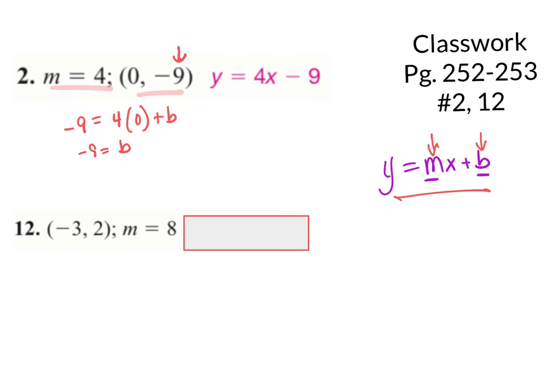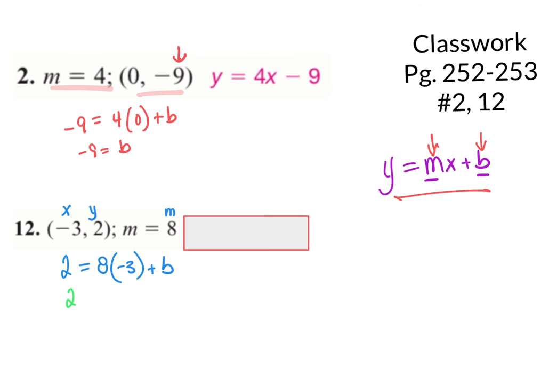All right, so for the next one, they gave us an x and a y, and they gave us our m. So we're going to say y equals mx plus b. In this case, they did not hand us our b. All right, so we are going to solve for it.